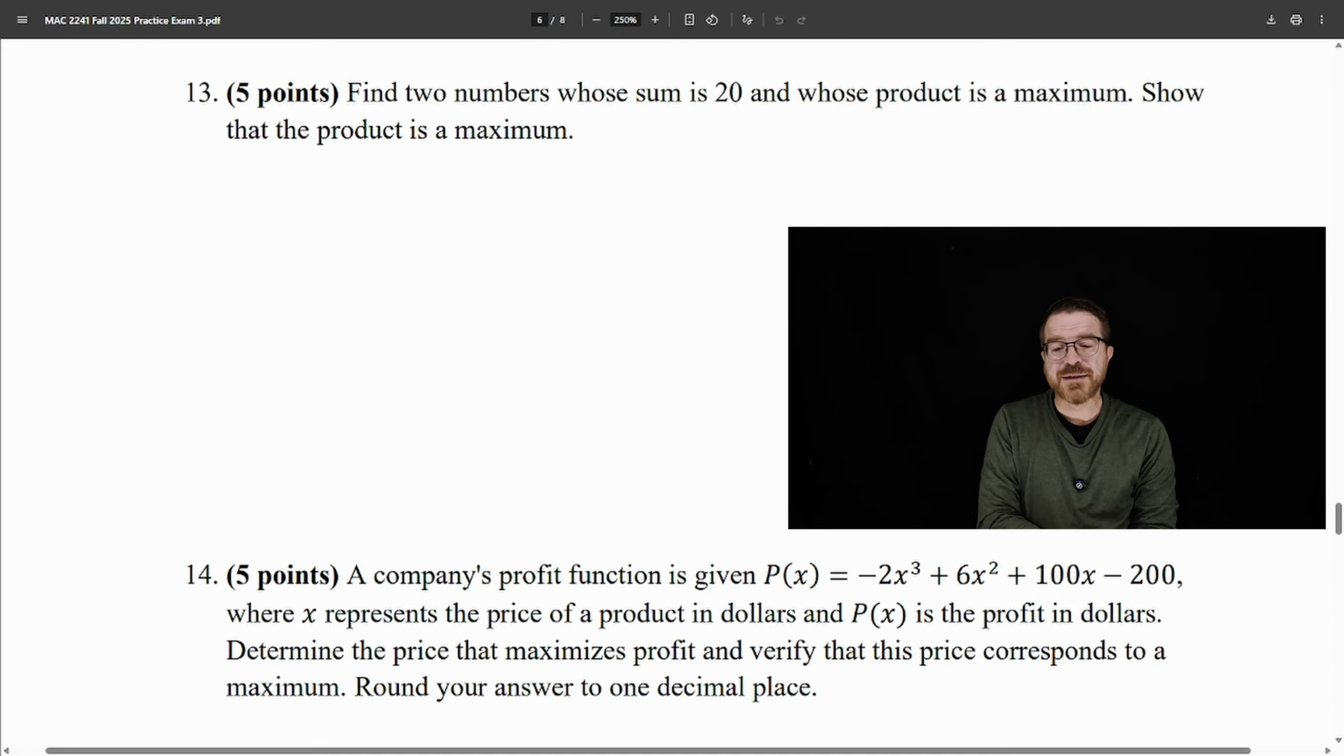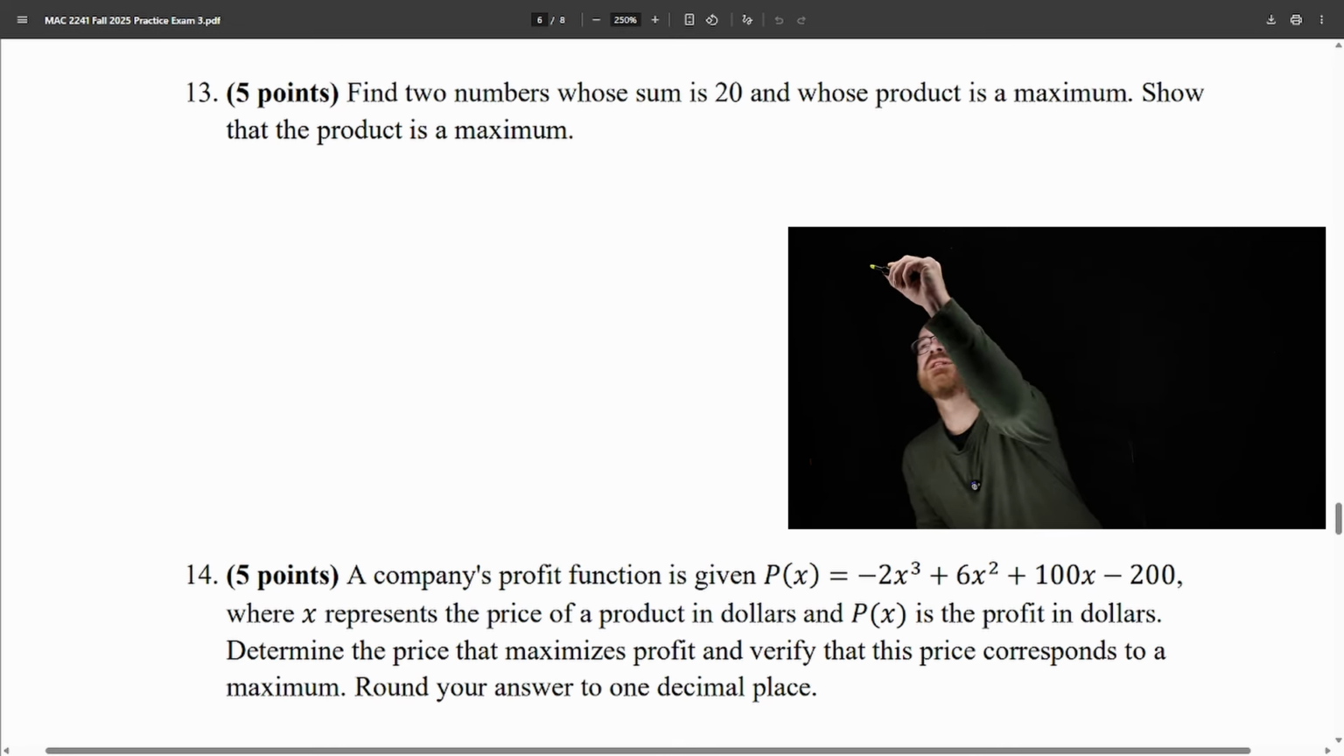Problem 14 says a company's profit function is given by p(x) equals minus 2x cubed plus 6x squared plus 100x minus 200, where x represents the price of a product in dollars and p(x) is the profit in dollars. Determine the price that maximizes profit and verify this price corresponds to the maximum. Round your answer to one decimal place.